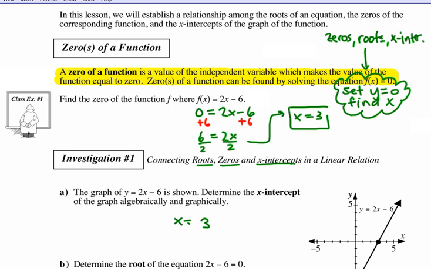Okay, so investigation number 2. So that was a linear equation. Let's look at a quadratic equation and see if the same thing is true.